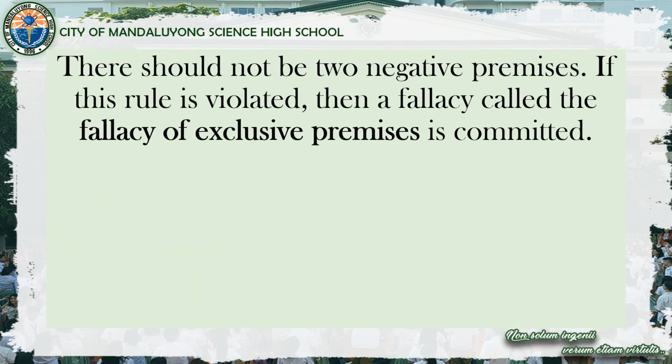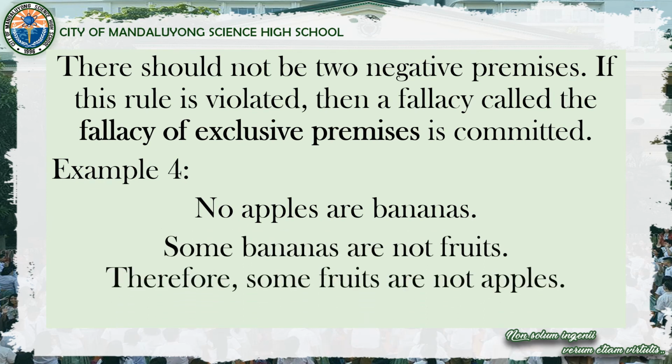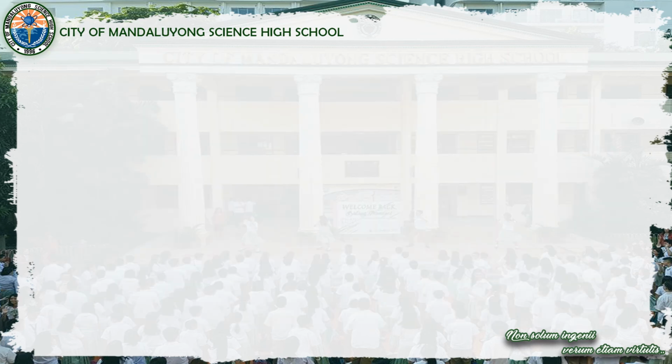And then, next, there should not be two negative premises. If this rule is violated, then a fallacy called the fallacy of exclusive premises is committed. So, here is an example for that. No apples are bananas. Some bananas are not fruit. So, therefore, some fruits are not apples. And we know na ang major and then ang minor premises natin in this case ay negative. That's why the fallacy of exclusive premises is committed in this example.